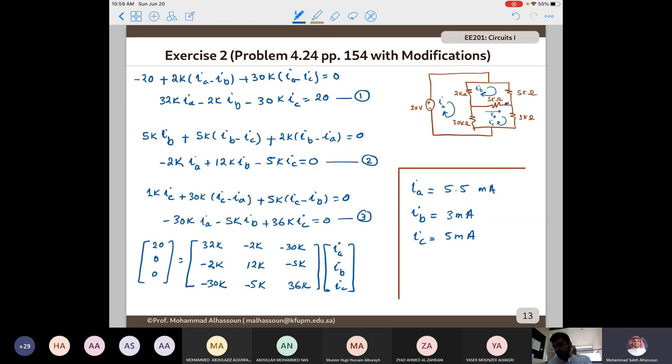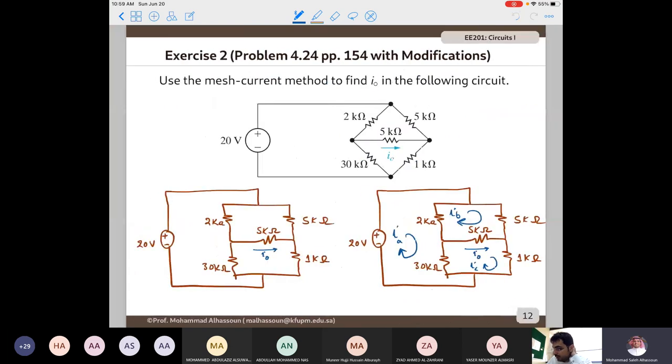Okay, we found IA, IB, and IC, but remember, I'm not asked to find IA, IB, and IC, I'm asked to find I naught. So what is I naught in terms of IA, IB, IC? I naught is equal to IB minus IA, I mean.